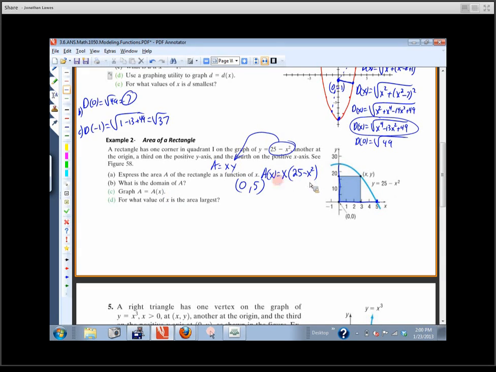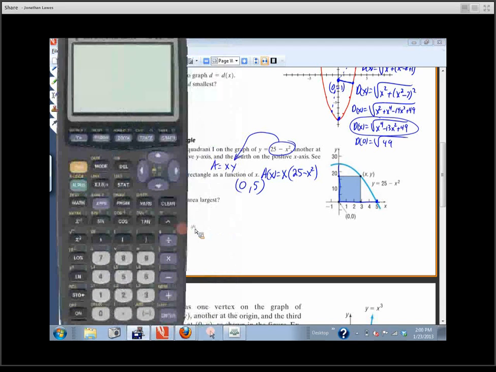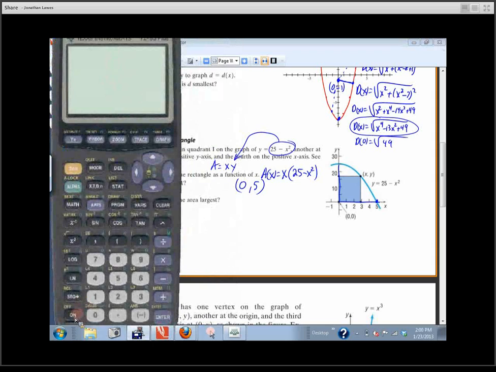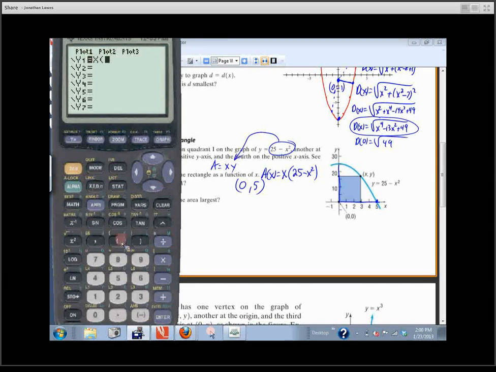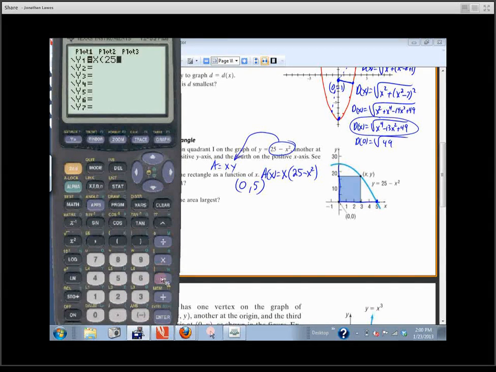Let's have a calculator graph that. This textbook, in my opinion, wasn't designed to be taught without a graphing calculator. So we're going to type in x and then 25 minus x squared. And then a good place to start is just the standard window. So I'd hit zoom 6. We were already there, but there you go.